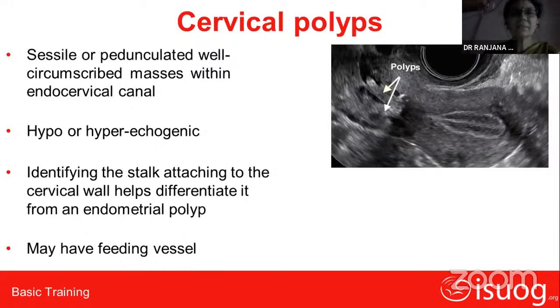Then comes cervical polyps. Cervical polyps are sessile or pedunculated, well circumscribed masses within the endocervical canal. They may be hypoechoic or hyperechoic. Due to the stalk with a feeding vessel, we are able to locate whether the polyps are endocervical in nature or endometrial in nature.